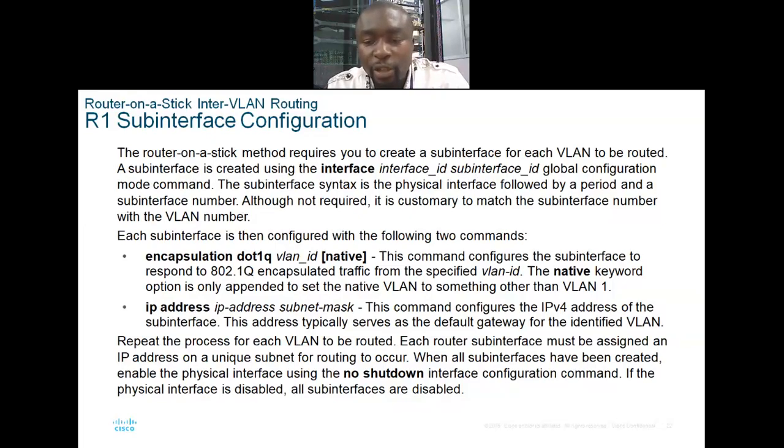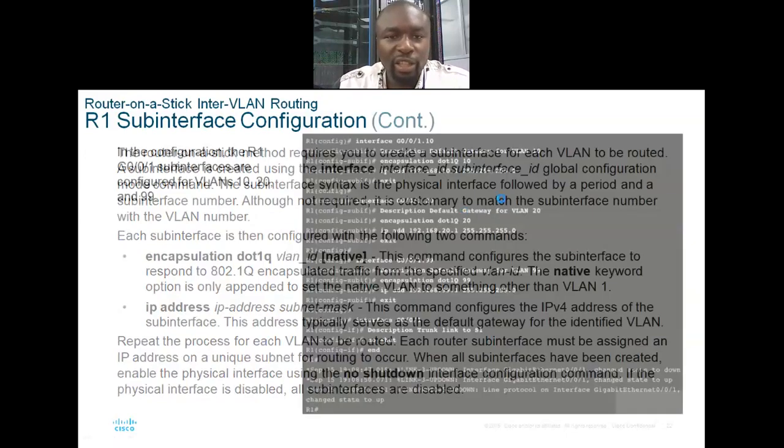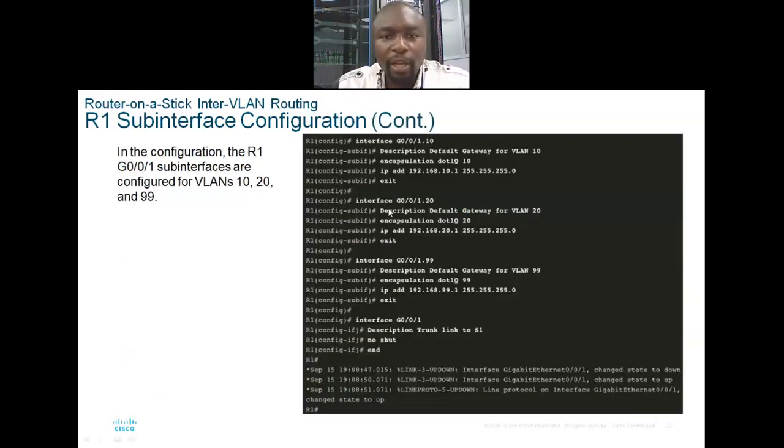Each router sub interface must be assigned an IP address. So we're going to do that. This is just the example of what we have talked about. I go to my router, interface G0/0/1.10. That means this is the sub interface for VLAN 10. Description: default gateway for VLAN 10.